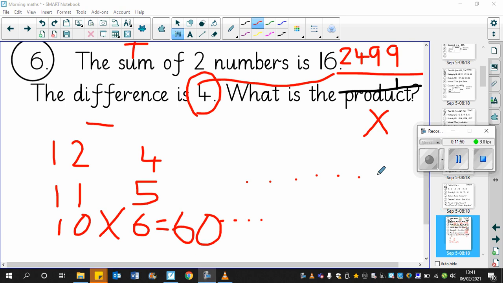Right, so those are the questions. No, they're not. Those are the answers to the questions for today's morning maths.